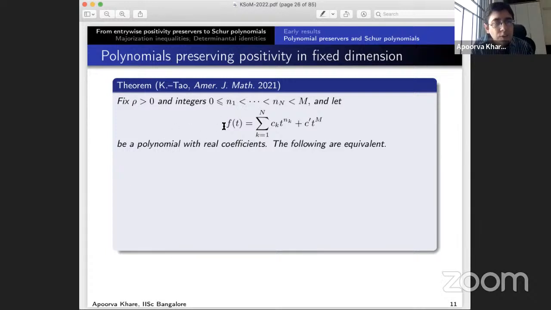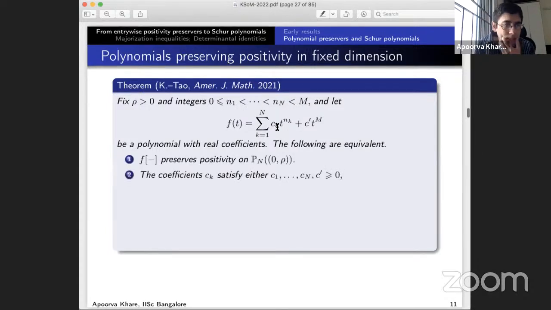The result says the following: take any polynomial with real coefficients, fix a dimension n, and let the polynomial have n plus 1 monomials. Nothing more. You can tackle the case of more monomials using this case. So this is really the case that underlies all of the remaining ones. As we said, the first and lowest degree coefficients have to be strictly positive. And so here is the result.